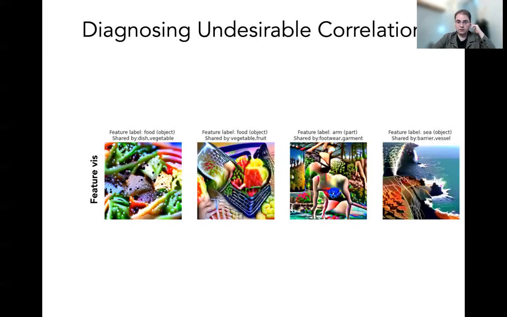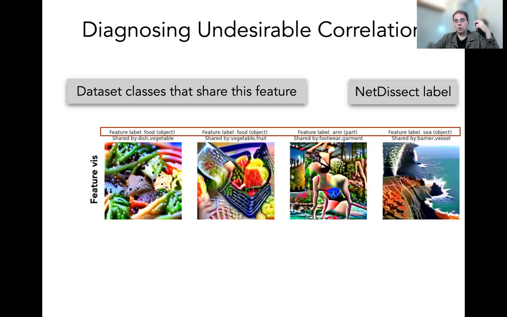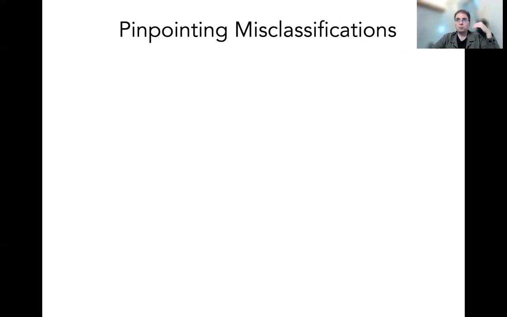Of course, we are very focused on using these models for something that connects to robustness. So we found a way to use this tool to diagnose undesirable correlations. You can look at different features and try to figure out which classes in the dataset use them, and what these features seem to be activated on, and based on that, understand what potential problems might emerge in your model. And then you can go further and try to pinpoint misclassifications.